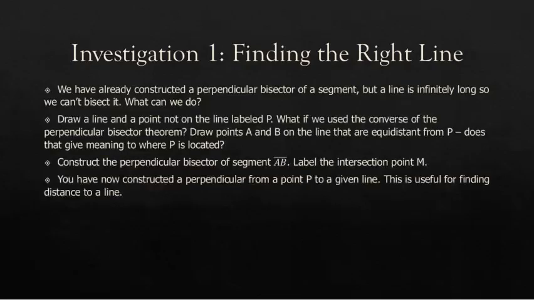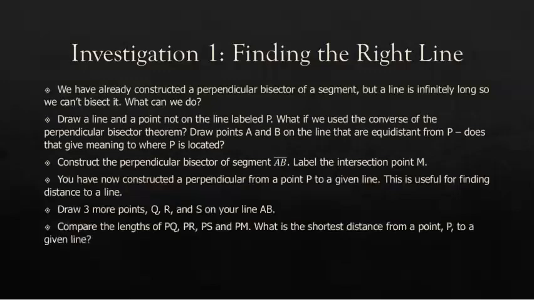You have now constructed a perpendicular from point P to the given line. This is useful in finding distance to a line. But let's look at that some more. We're going to draw 3 more points on our line AB, Q, R, and S. Compare the lengths of PQ, PR, PS, and PM. What is the shortest distance from a point P to the given line?